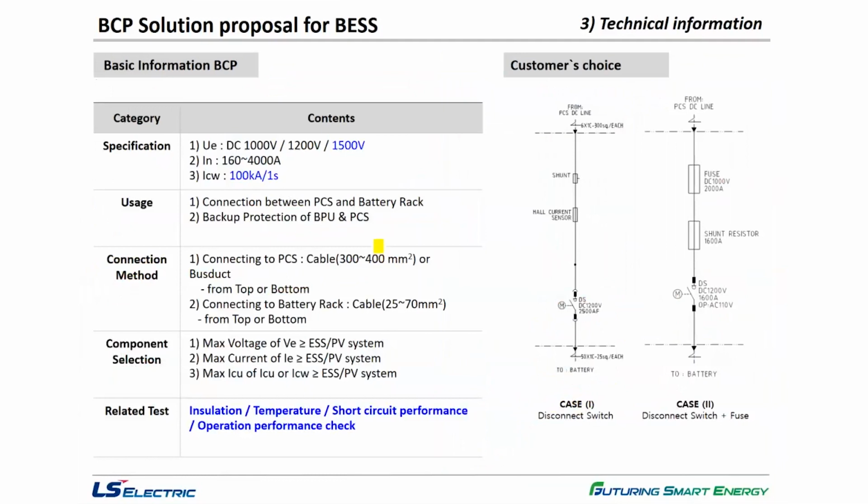So let's move on to the technical side of BCP. Here I put together some basic information. We can provide it up to 1500 volt DC and 4000 amps. And here you can see the two different cases, case 1 and 2. Case 1 is DC switch disconnect only, you can see here the switch, and case 2 is switch and fusible type. I'm going to show you some details about these on the next pages.